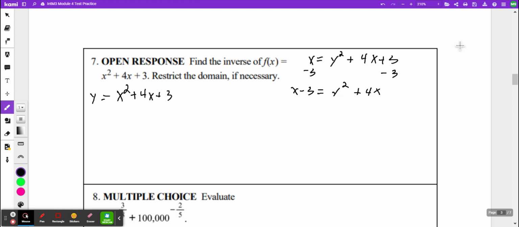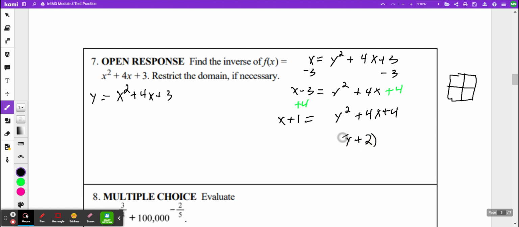In order to make this a perfect little square, something times something, like 2 times 2 is 4, I'm going to want to have half of the b, which is 2, and I'm going to square it. So 2 times 2 is 4. So I'm going to add 4 to both sides. So if I add 4 to both sides, I should have the following. X plus 1 is equal to y squared plus 4y plus 4. So this is actually y plus 2, that quantity squared, is equal to x plus 1.